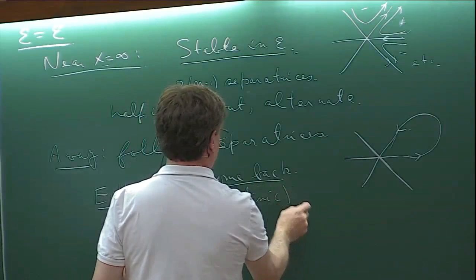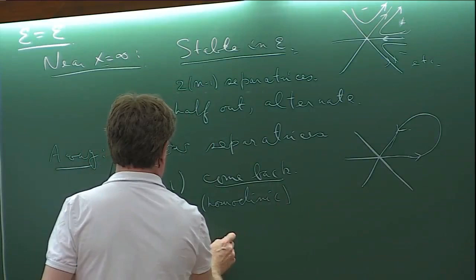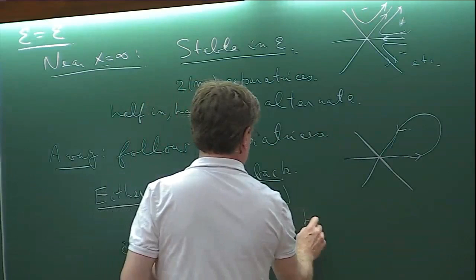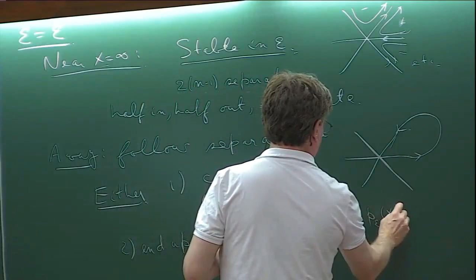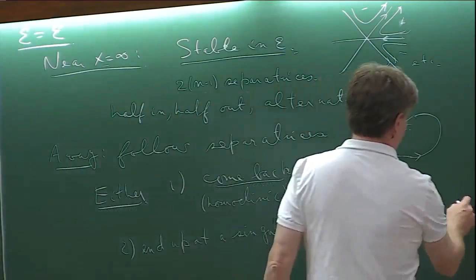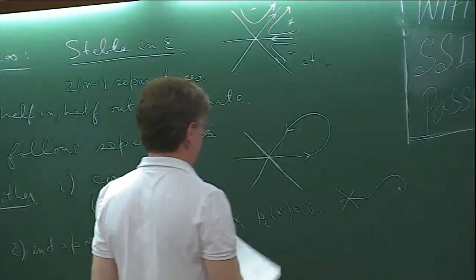Or two, they end up at a singular point, xi, in other words, P epsilon of xi equals zero. Okay, so they just sort of go out from infinity and then end up at a... Okay, so what we're going to do is we preclude one.